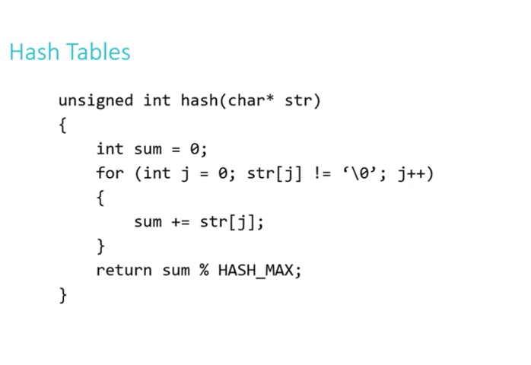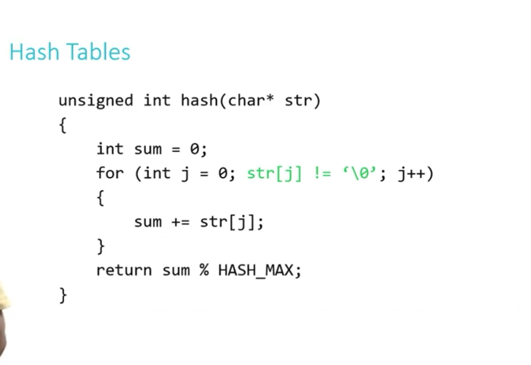Here's an example of a hash function. I wrote this one up earlier. It's not a particularly good hash function for reasons that don't really bear going into right now. But do you see what's going on here? It seems like we're declaring a variable called sum and setting it equal to 0. And then apparently I'm doing something so long as str[j] is not equal to \0. What am I doing there?